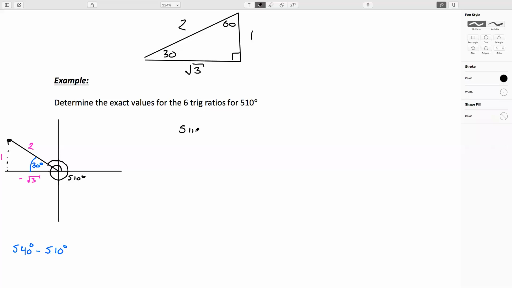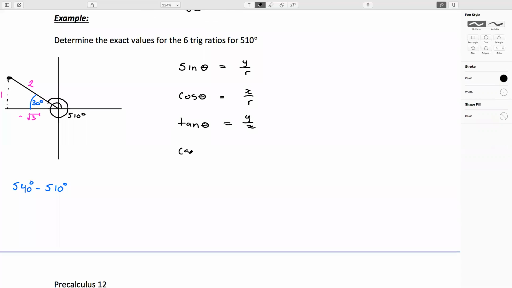We've got sine theta, which is y over r. We have cos theta, which is x over r. We have tan theta, which is y over x. And then we have all the reciprocals. So there's cosecant theta, which is r over y. We have secant theta, which is r over x. And we have cotan theta, which is the reciprocal of y over x, so it's x over y.